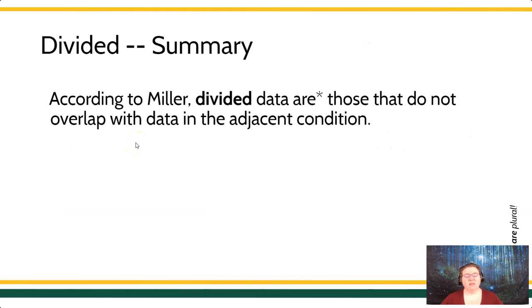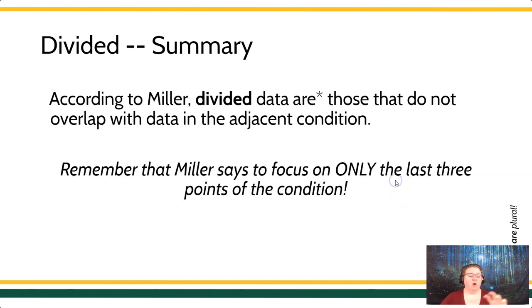So just to quickly summarize, Miller says that data are divided when they do not overlap with data in the adjacent condition. And just a quick note throughout these presentations, throughout the course, remember that data are plural. Data are divided when they do not overlap with data in the adjacent condition. When we're visually analyzing, we're only going to look at the last 3 points of each condition. Check out our practice activities for an example of what I mean by this.